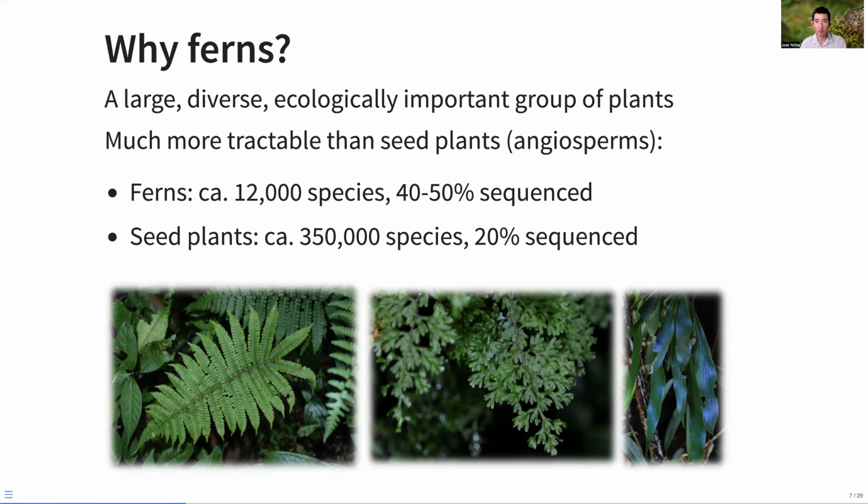So ferns have about 12,000 species, of which maybe 40 to 50% have been sequenced, in comparison to seed plants with over 300,000 species and probably less than 20% sequenced. So ferns are just a more tractable study system to try to build a maximally sampled tree. That's not to say that other people aren't working on a maximally sampled seed plant tree, which is really important, but here we're focusing on ferns.